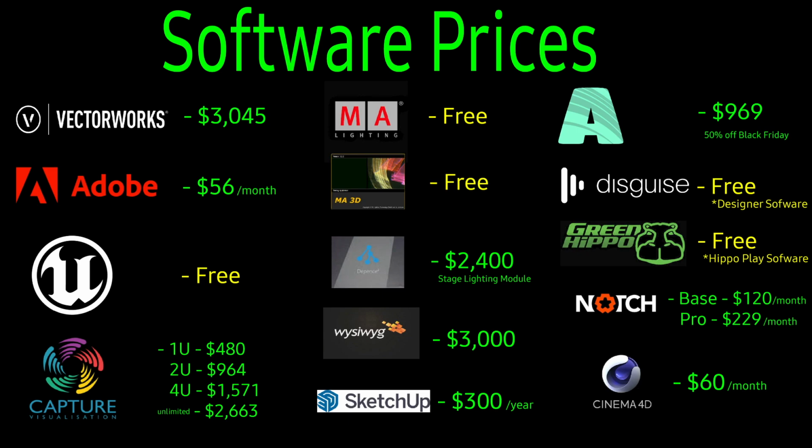Next on the list, we have Depence. I just found out about this software at the beginning of the year. I want to say in February of 2020. And if my income didn't stop, I would absolutely buy it. For $2,400 for a one-time purchase, this seems like an incredible previs software.